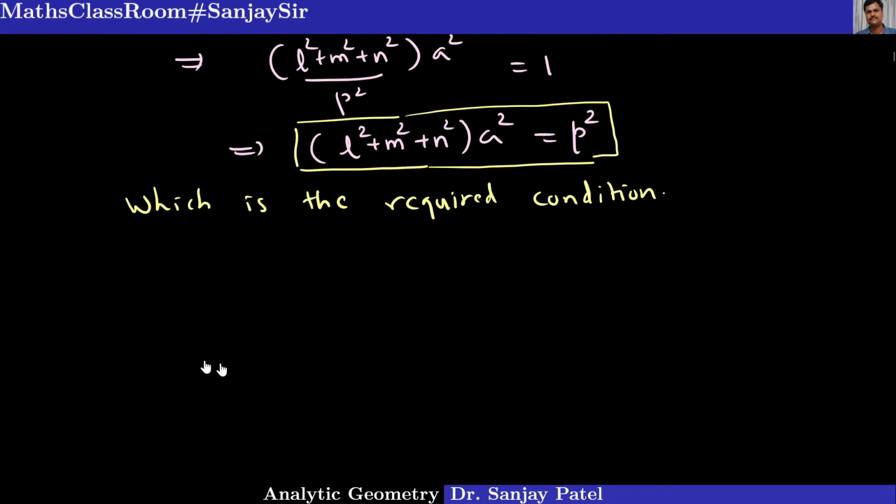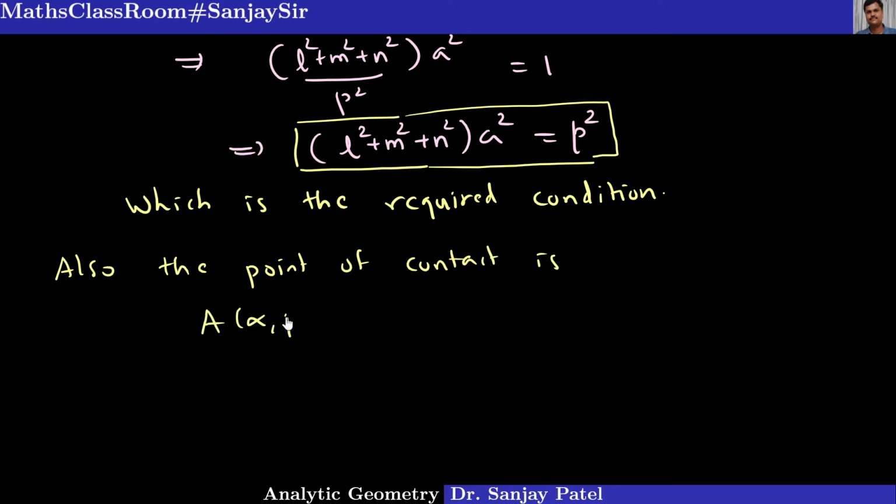So I can say these three values give me the coordinates of the point of contact. So I can write directly, the point of contact is given by alpha beta gamma, which is nothing but L A square upon P, M A square upon P and N A square upon P. So we proved this result.